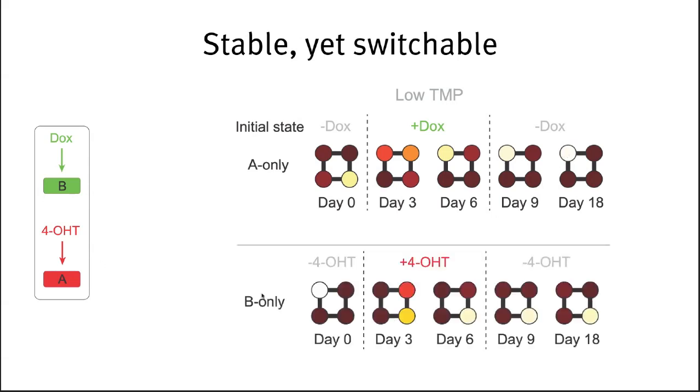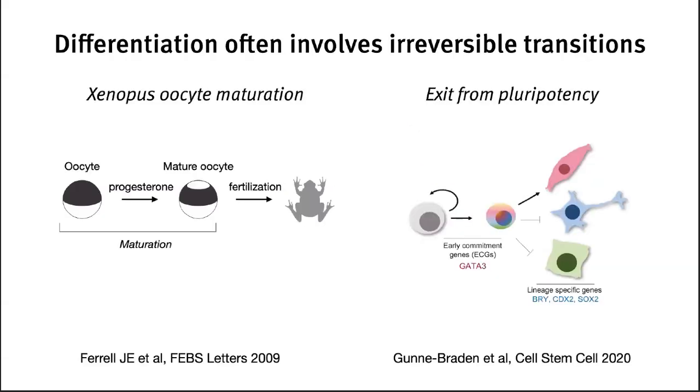You can also go the other direction with a different inducer, 4-OHT, tamoxifen, and there you see the opposite behavior. You depopulate the B-only state by adding A. You go through this intermediate high state and come over to the A-only state, and then you remain stable there if you wash out that inducer. So these states are switchable as well as stable.